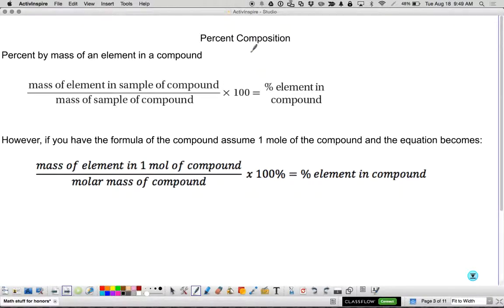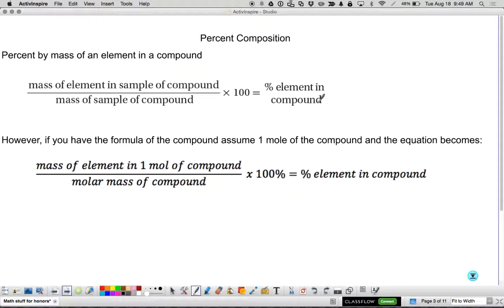Percent composition. So you have a bunch of elements in a compound, and you want to know what percent of the total mass each element is. Okay, that's percent composition. The mass of the element in a sample of a compound divided by the mass of the sample compound gives you the percent element in a compound.